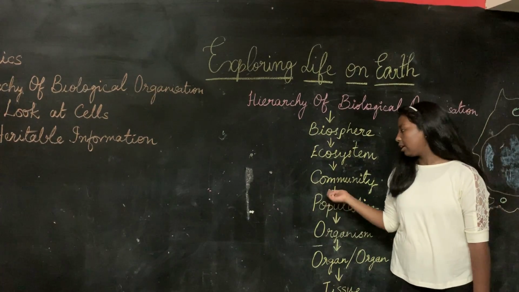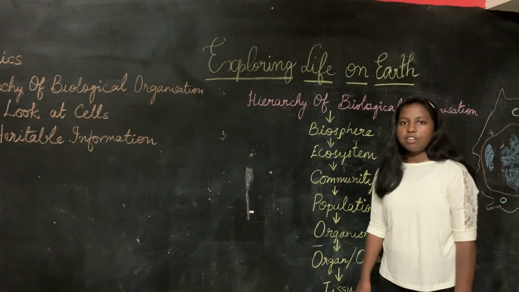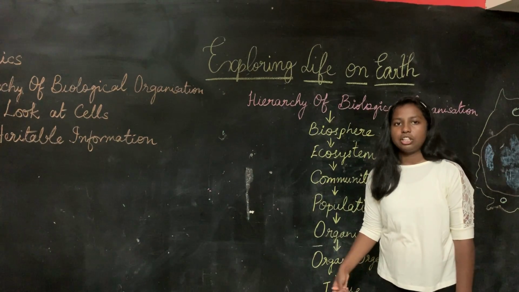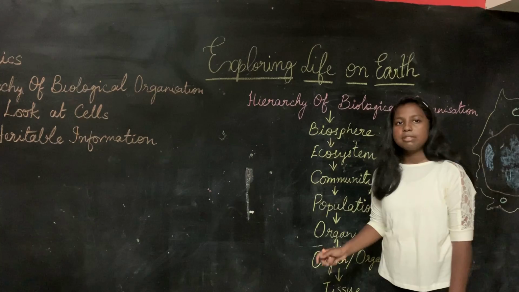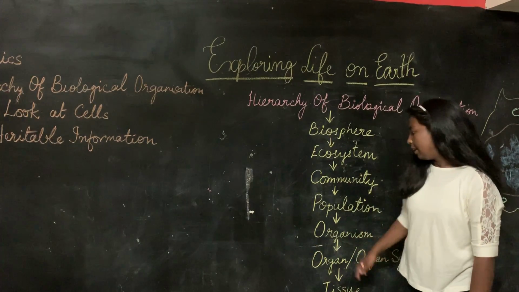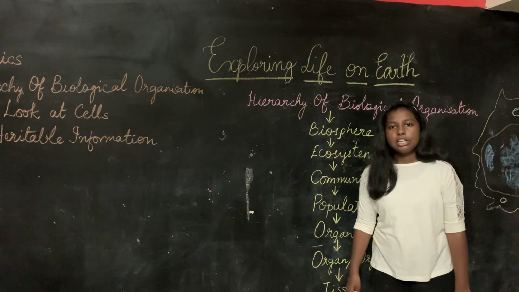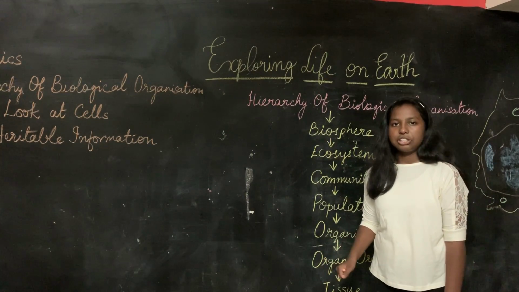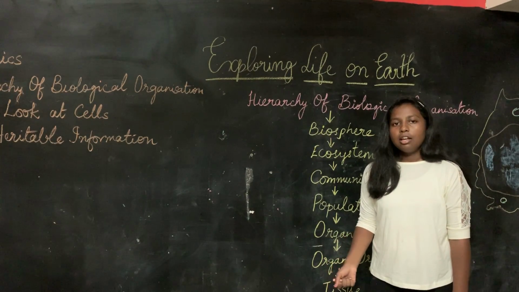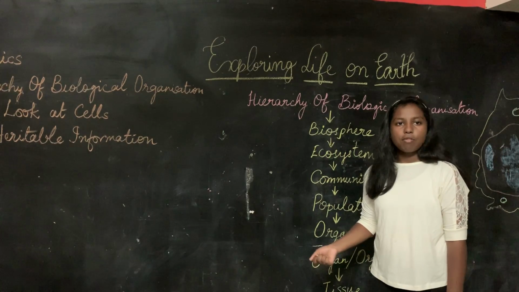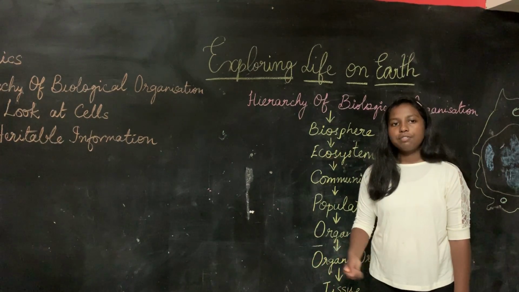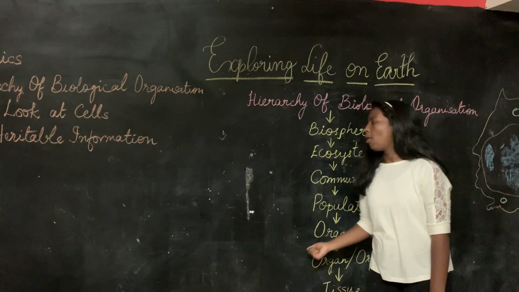Next we go to a community. A community refers to only living organisms that communicate with each other, or only non-living organisms that communicate with each other. Next goes population. Population refers to the same kind of organisms that communicate with each other. For example, all the human beings of a particular place is known as a population, or a kind of tree in a particular place is known as a population.